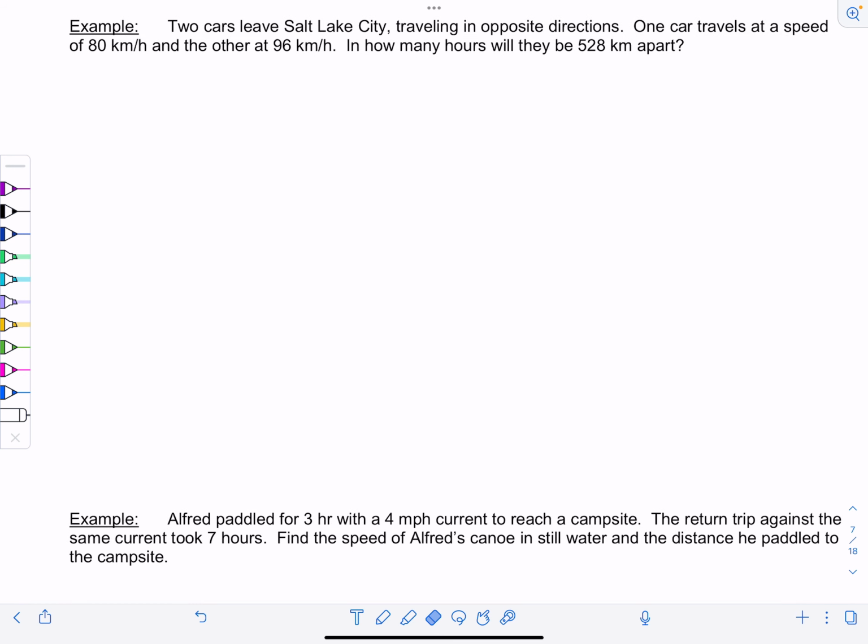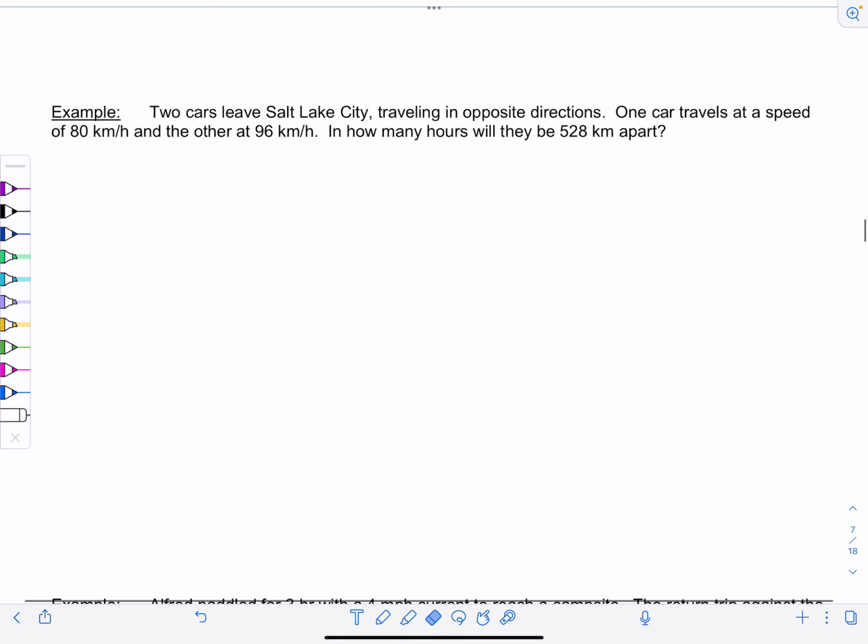All right, next example. 2 cars leave Salt Lake City traveling in opposite directions. One car travels at a speed of 80 kilometers per hour and the other at 96 kilometers per hour. In how many hours will they be 528 kilometers apart? So we've actually solved some of these motion problems already using only one equation and one variable, but now we're revisiting them. So I'll do them with 2 equations and 2 variables, even though honestly I like doing it better with just one. But just since we're in this lesson, I'll do it this way.